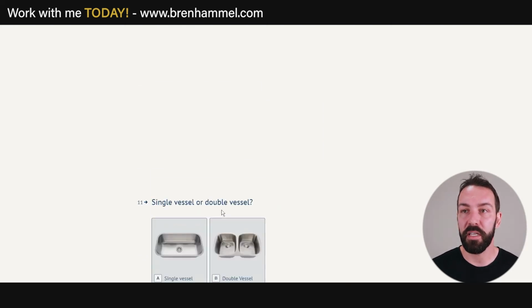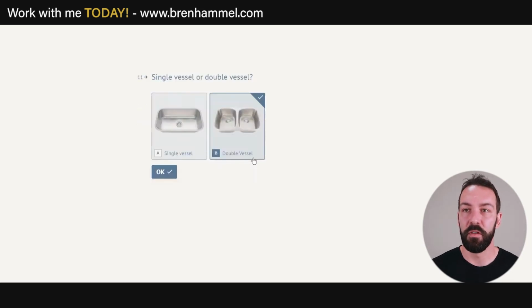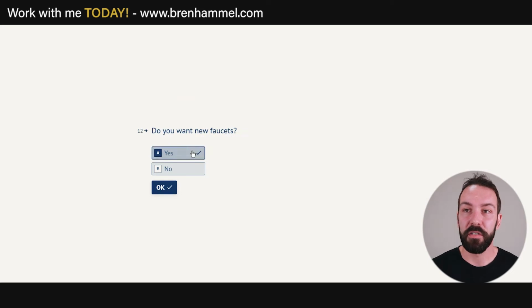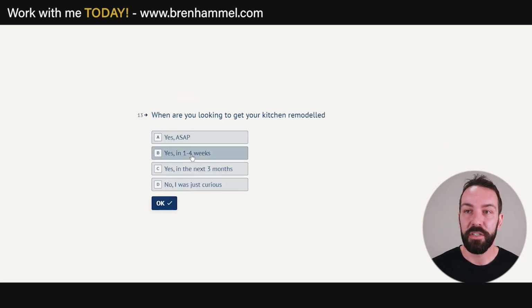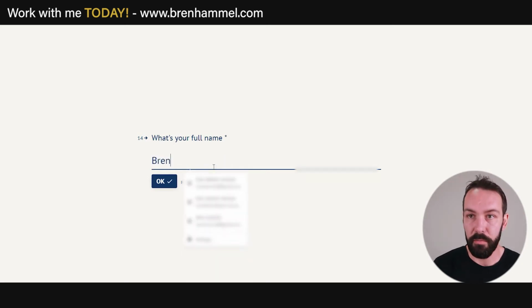So we'll go with a composite sink, a single vessel or double vessel. So we'll have a double vessel, because why not? We'll have new faucets as well. When are you looking to get the kitchen done? So that's a pre-qualification question. I'm looking to get it done in the next 3 months. That's purely qualification, has no bearing on the calculation. What's your full name? So we'll go with Bren.